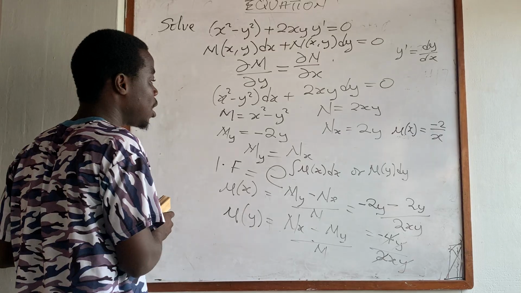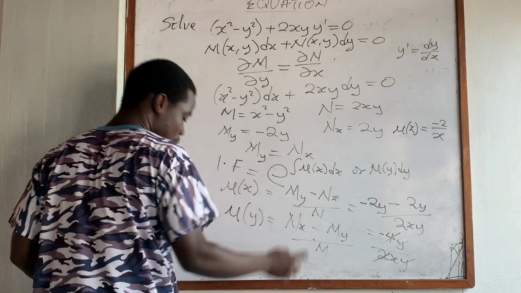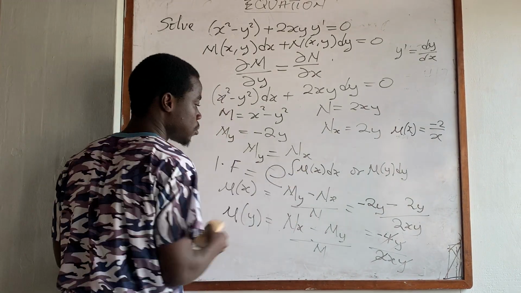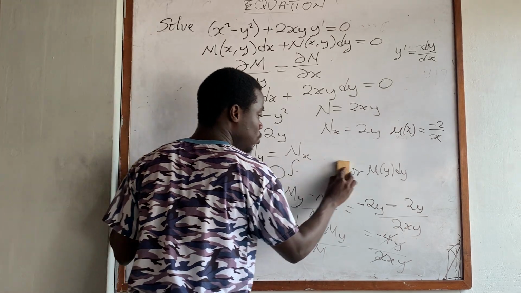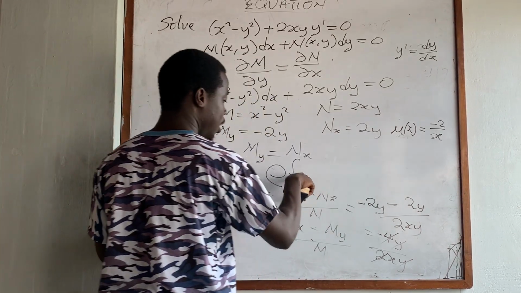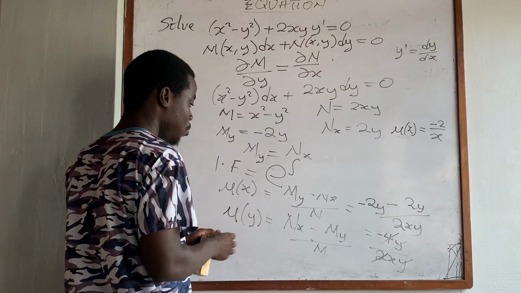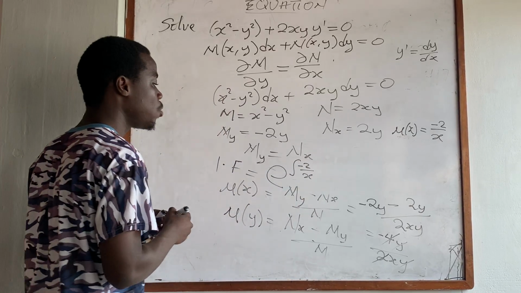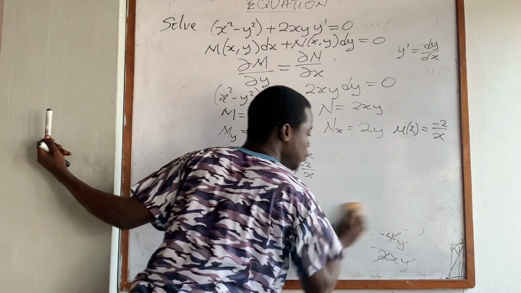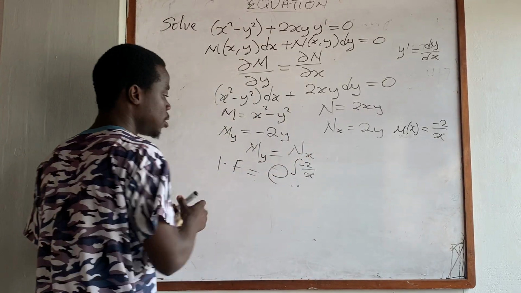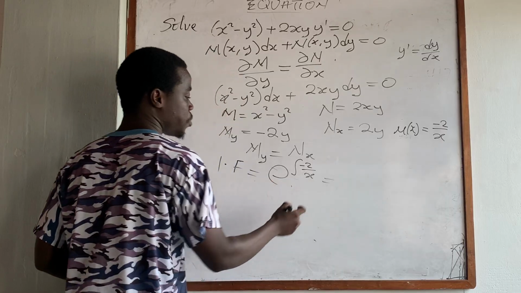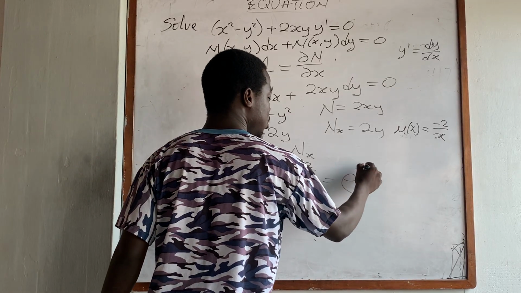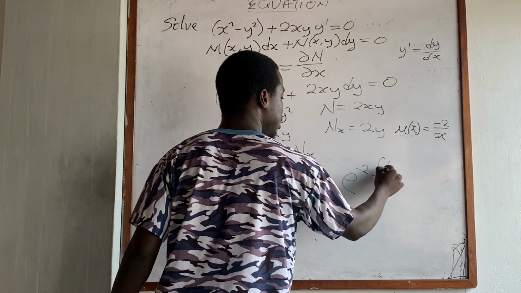So since I have this, it means I can find my integrating factor. So let's see how I can get my integrating factor. I'm going to use this formula. I will substitute this one over here. So I will get negative 2 over x here. That will give me my integrating factor. So in this case, I'm integrating this with respect to x. That means I'm bringing the constant out.